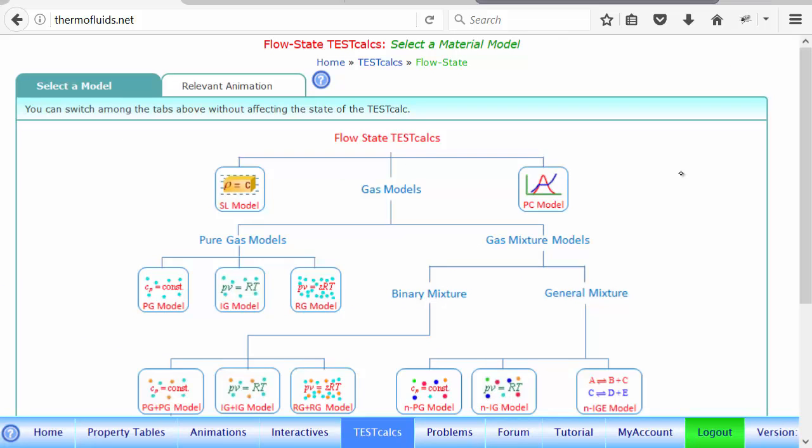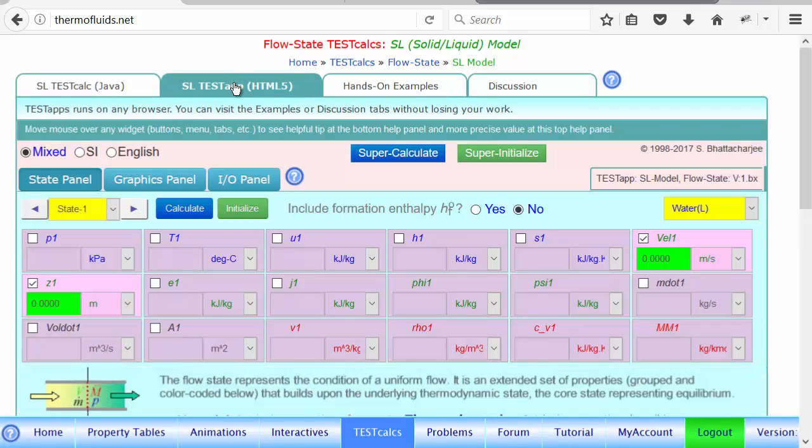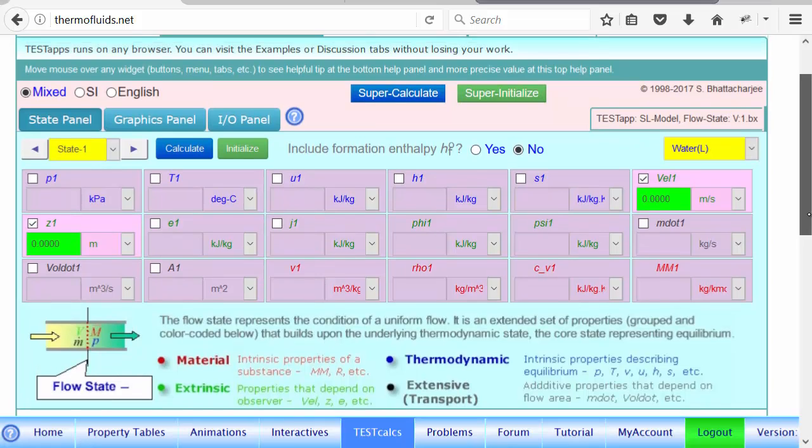So we have already chosen what is called a flow state branch. And the particular model we are after right now is SL model, because liquid water can be modeled by SL model. And this is exactly where this particular video is going to be. So we launch the test tab by clicking this tab. Again, you can go back and forth between, say, discussion and here. If you face a problem, just post a question and you will soon get an answer.